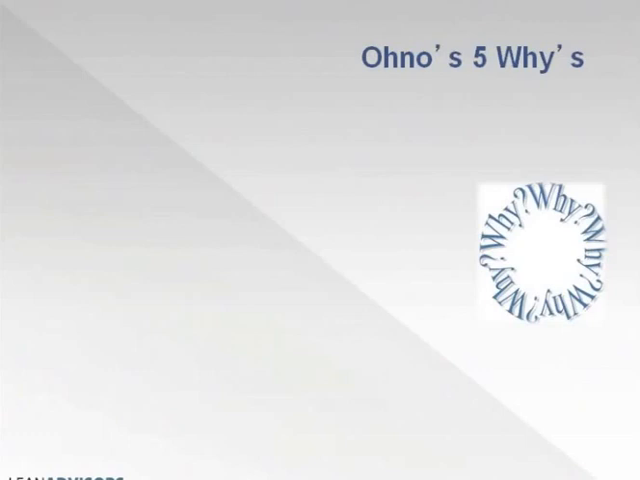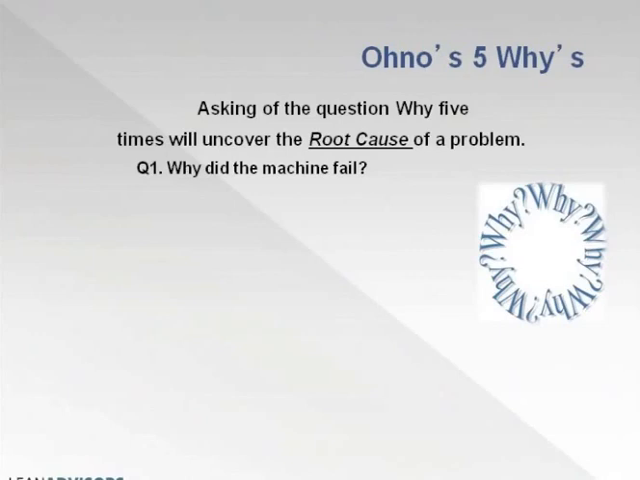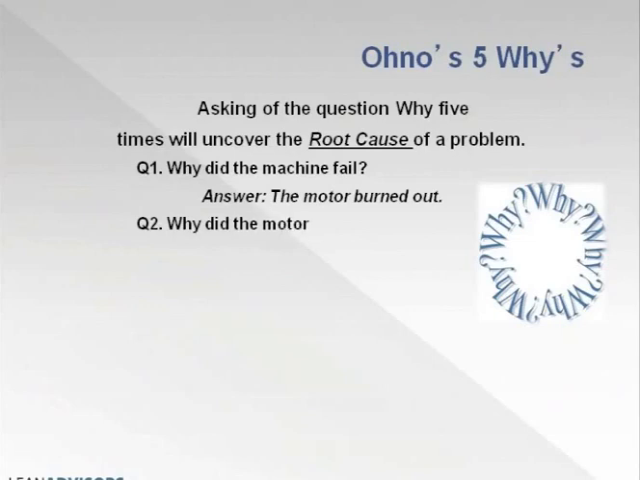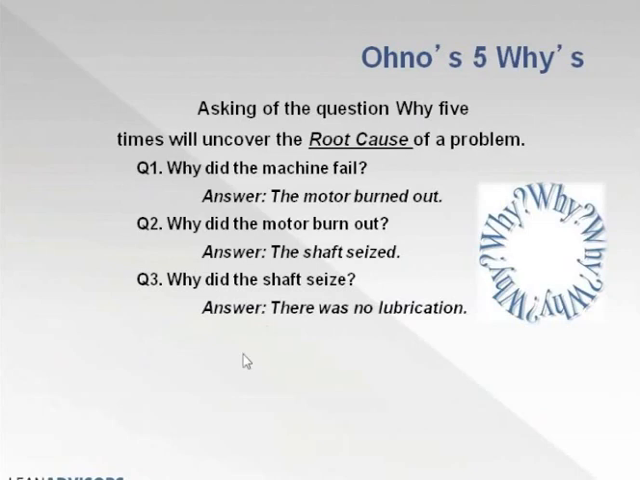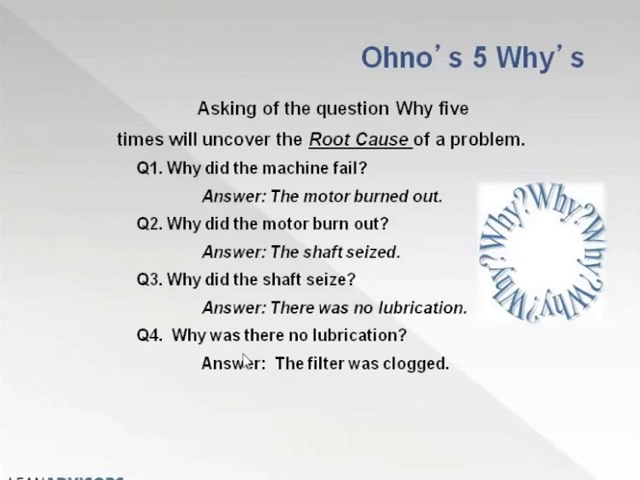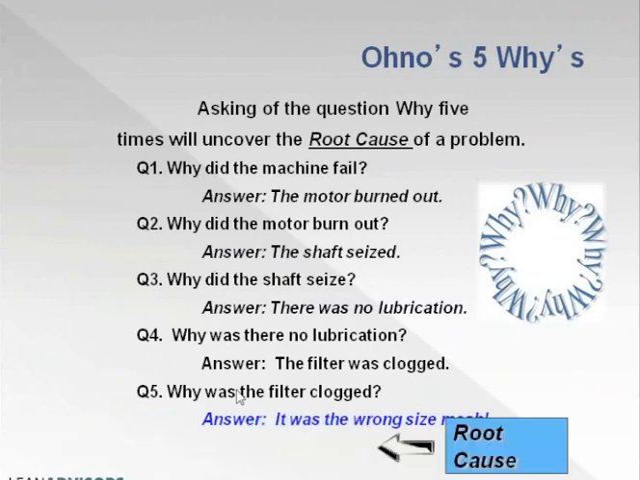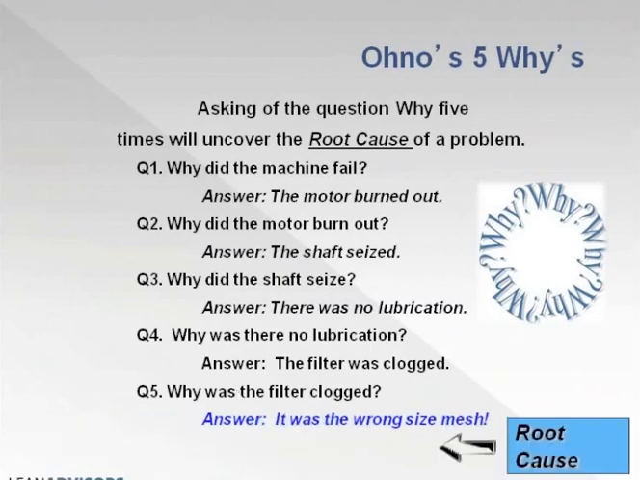Okay, so do a little example here from Dr. Uno. He asked a question. Why did the machine fail? Well, the motor burned out. Why did the motor burn out? The shaft seized. Why did the shaft seize? There was no lubrication. Why was there no lubrication? The filter was clogged. Why was the filter clogged? It was the wrong size mesh. There's the root cause right there, is that we put the wrong part into the process. The result of that was we lost the process.